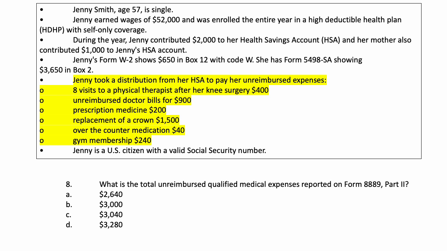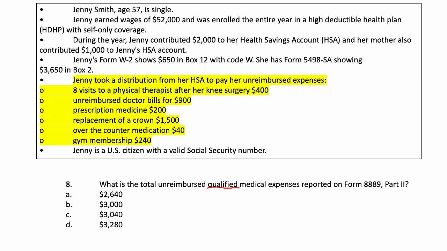Another question that's always likely to be on the advanced tax exam deals with Jenny Smith. Jenny has a health savings account. There's a lot of information here about how much was contributed to it and so forth. Question number 8 on last year's exam was, what's the total unreimbursed qualified medical expenses reported on Form 8889, Part 2? That's where they would show distributions or medical expenses for her. The key word here is qualified. What are qualified expenses?